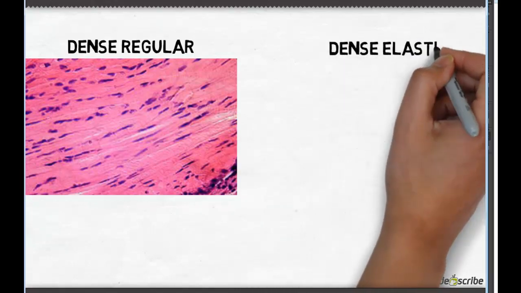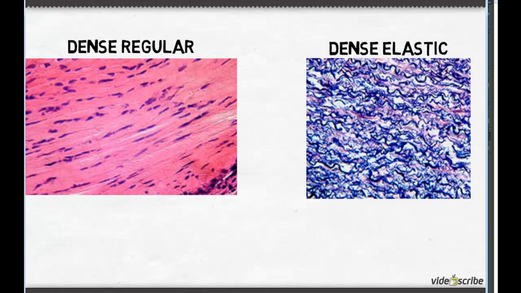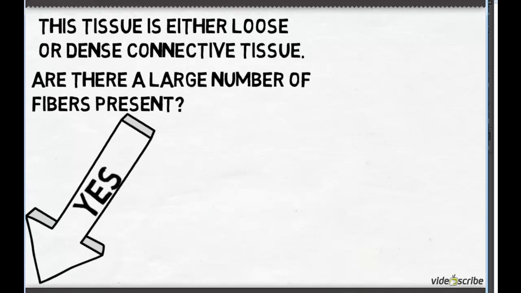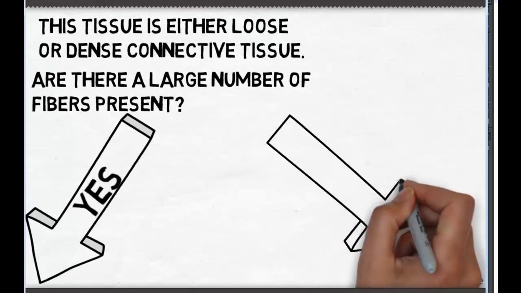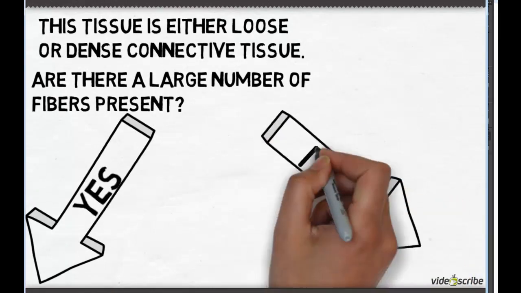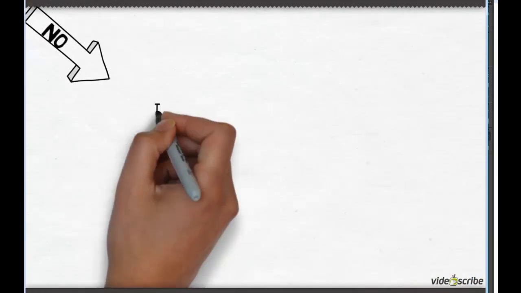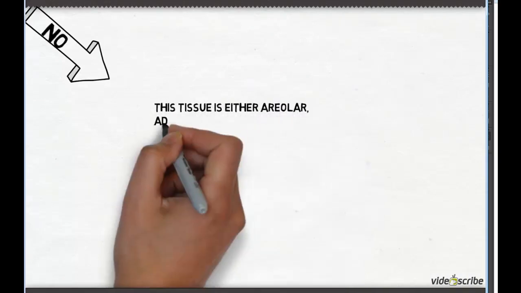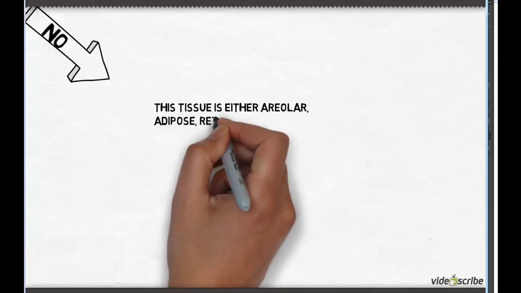Dense elastic tissue contains a lot of elastic fibers. This tissue is found in elastic arteries, bronchioles, and in some ligaments. I don't have an image of dense irregular handy. This tissue is common in the fibrous joint capsules, submucosa, and skin. If there are not a large number of fibers present, then the tissue is either areolar, adipose, or reticular tissue.